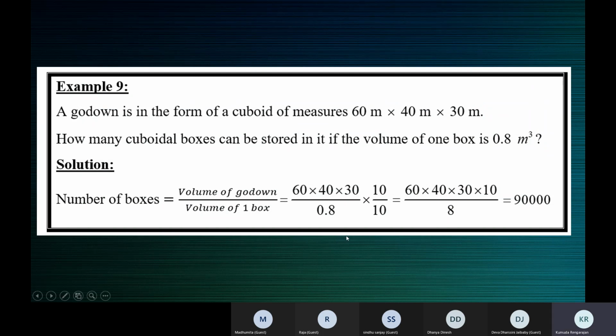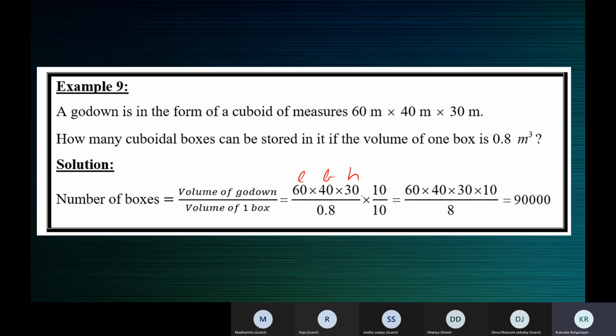Okay, so see it here. You can see the question and the answer here. Number of boxes is equal to volume of the godown, that is the volume of the room, by the volume of one box. How do we find the volume of the room? L into B into H. Volume of the godown is L into B into H, 60 into 40 into 30.